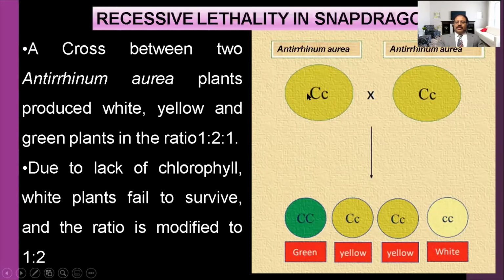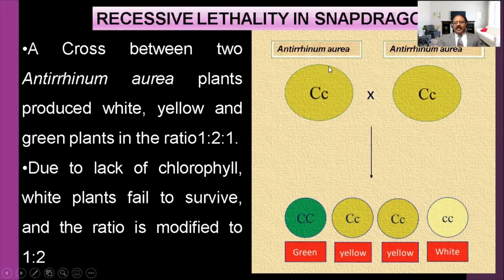Clear? So when capital C and capital C join together, a capital C capital C plant is produced. Capital C is meant for green leaf plants. Okay, the next one.